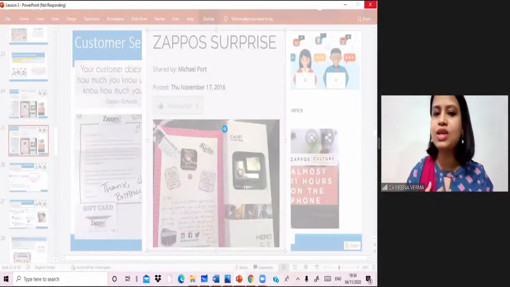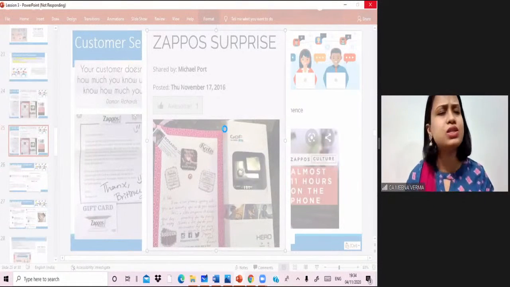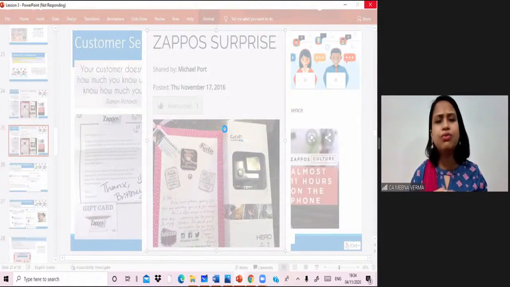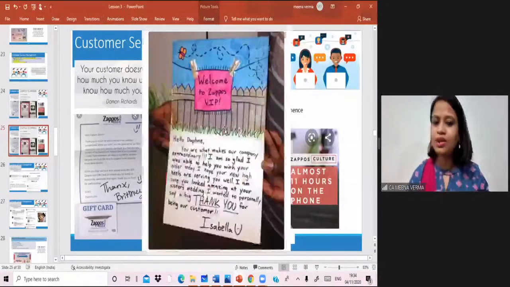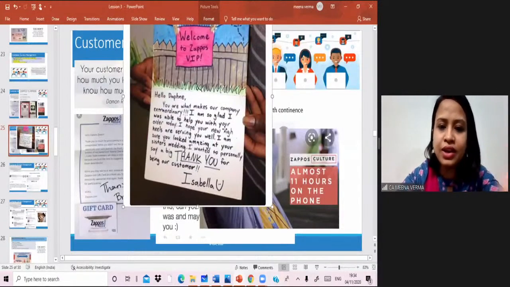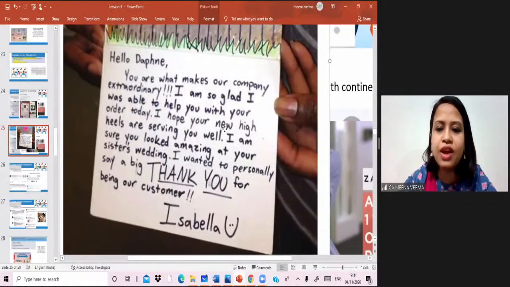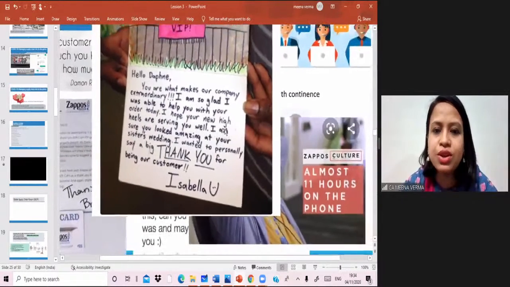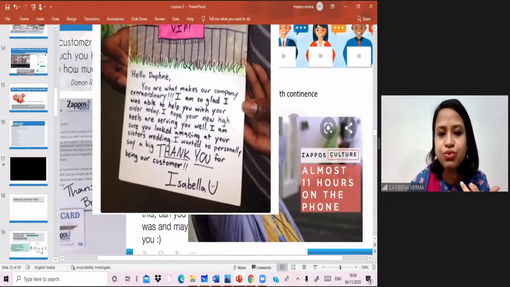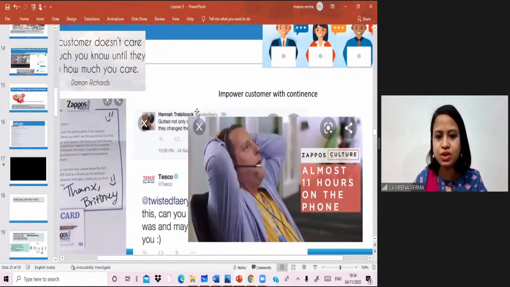Zappos, you can search this name on the internet, and they provide excellent customer services. They care for their customers so much that for every customer they write messages in their own handwriting, a personal message. They write personal messages in order to build a relationship with their customer. Such a personal touch they give to their customers.